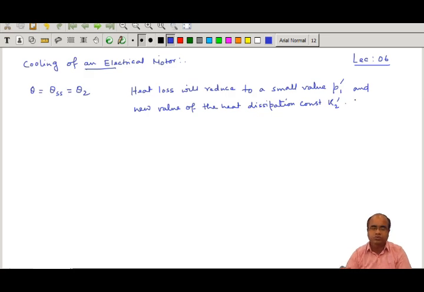Now a similar equation for the cooling takes place, that is K1 d theta by dt. Again I am writing the first order differential equation. Now P1 is replaced by P1 dash, minus K2 replaced by K2 dash theta.